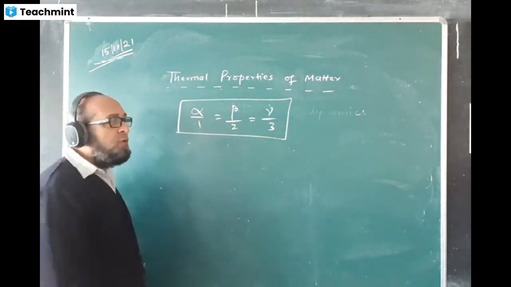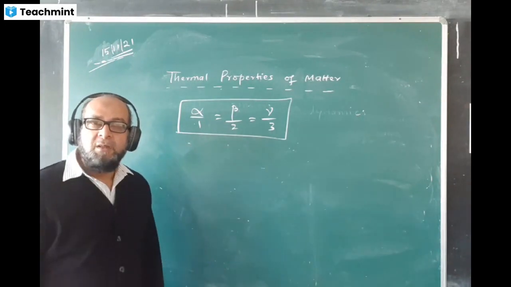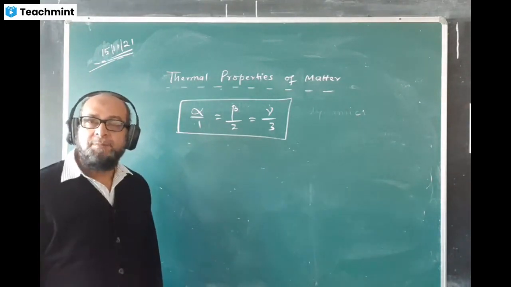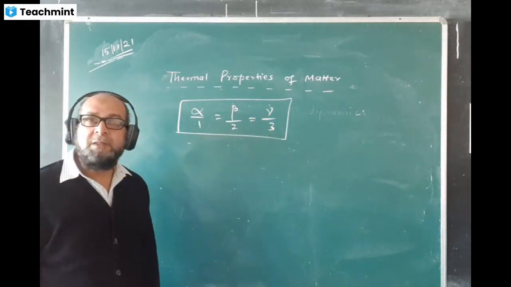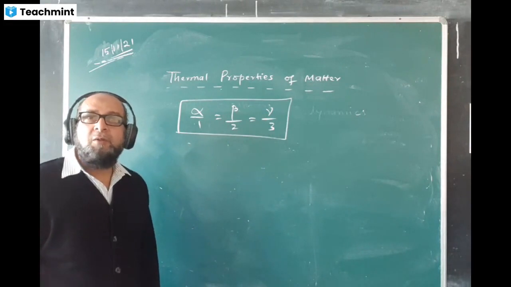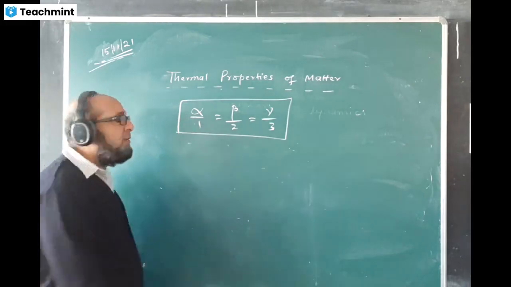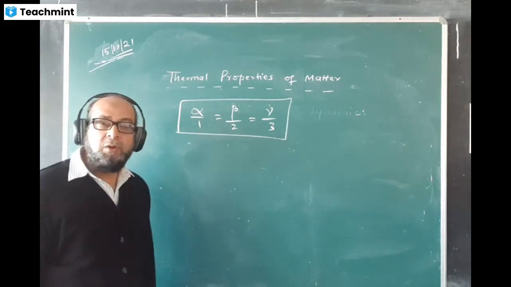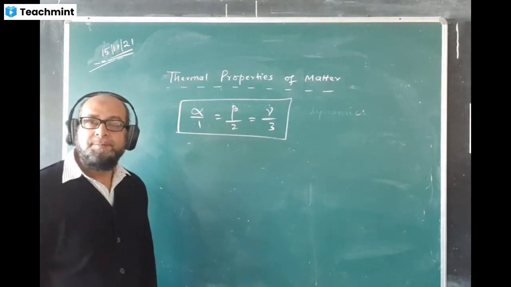Alpha and beta are only applicable for solids because solids only have length, solids only have area. But gamma is applicable for all the three states of matter, means solid, liquid, and gas. Liquid also will have volume, gases also have volume, and solid also will have volume. So gamma is applicable for all the three.